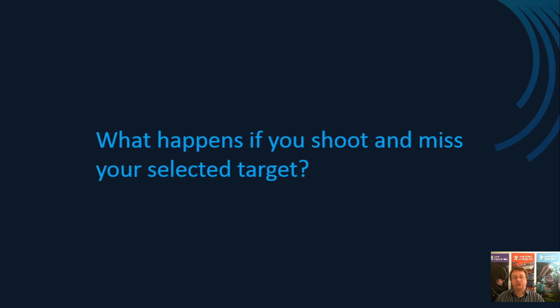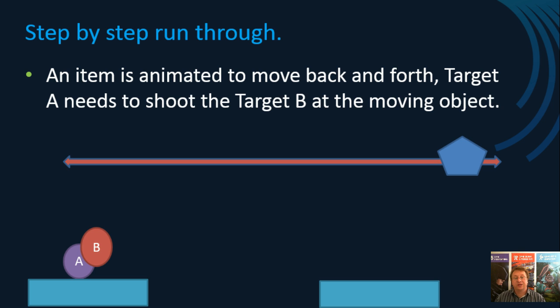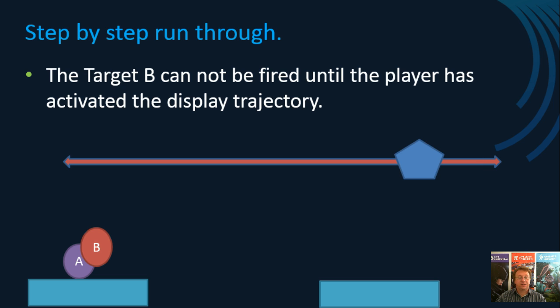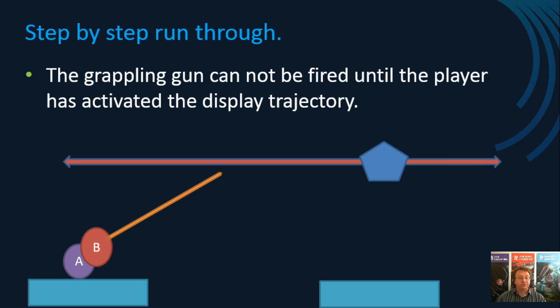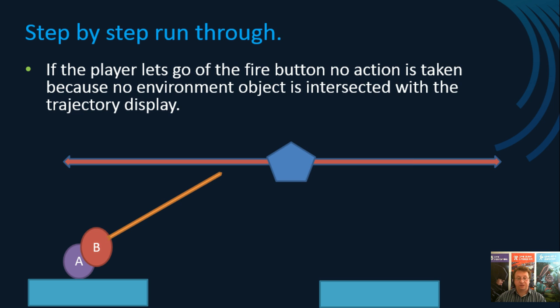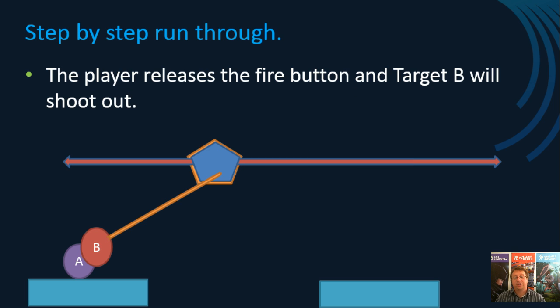So what happens if you shoot and miss your selected target? At this point, you can see that at the moment, everything seems to be working fine. But now I'm going to start to do my story mode or my journal about how things miss and how things don't quite go according to plan. So you can see that an item is animated to move back and forth. The player needs to shoot target B at the moving object. So you can see that we line up with the trajectory, as we've talked about. And then when the player releases the fire button, target B will shoot out.